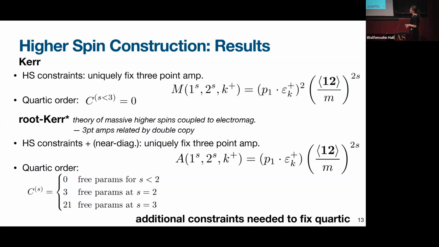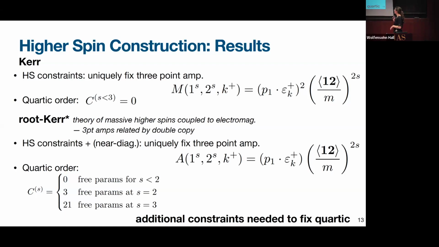Now, there's still some freedom, right? Once we're beyond spin 2, we still have some freedom, but it's a much smaller parameter space than if you were just allowing yourself to add any contact term to the 4-point amplitude. So we will need additional constraints.